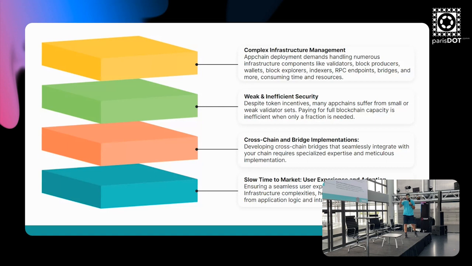The third step is about cross-chain and bridge implementations. This is also related to the first one because it's an infrastructure problem, but it's big enough by itself that it's like a separate layer. So we're going to have a lot of app chains out there, right? Right now we have over 120. And if you believe in the multi-chain world, that multi-chain world will need to be cross-chain, right?